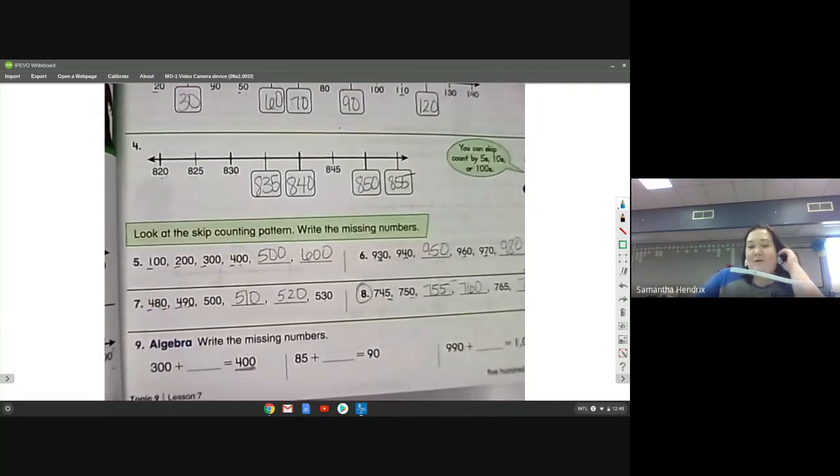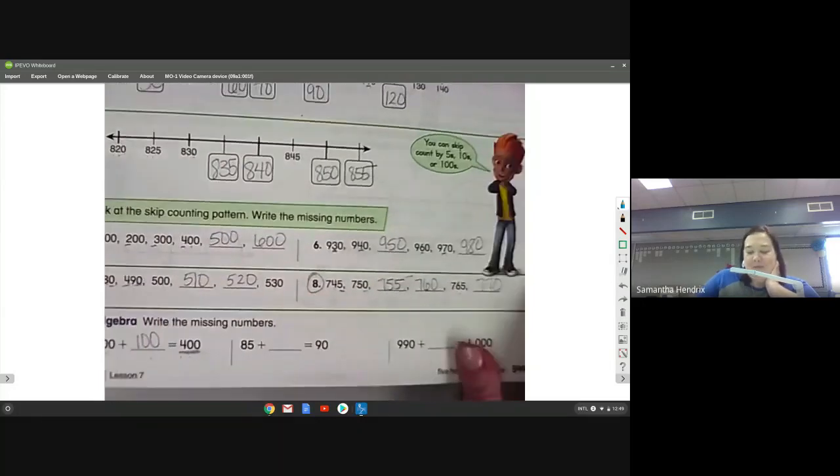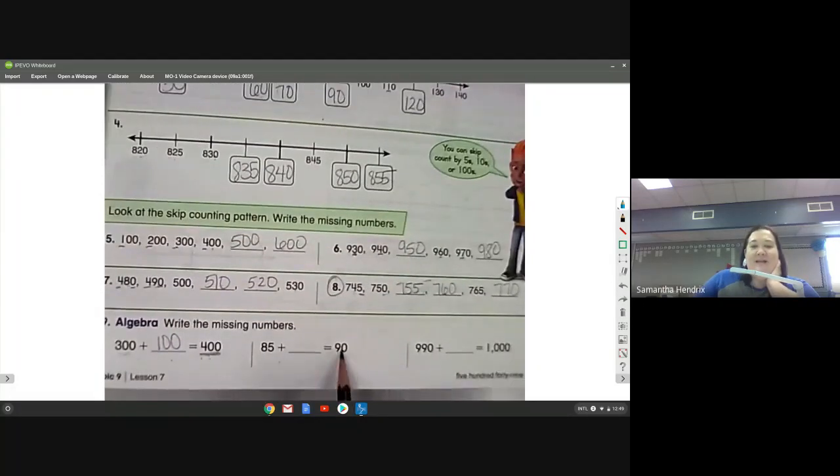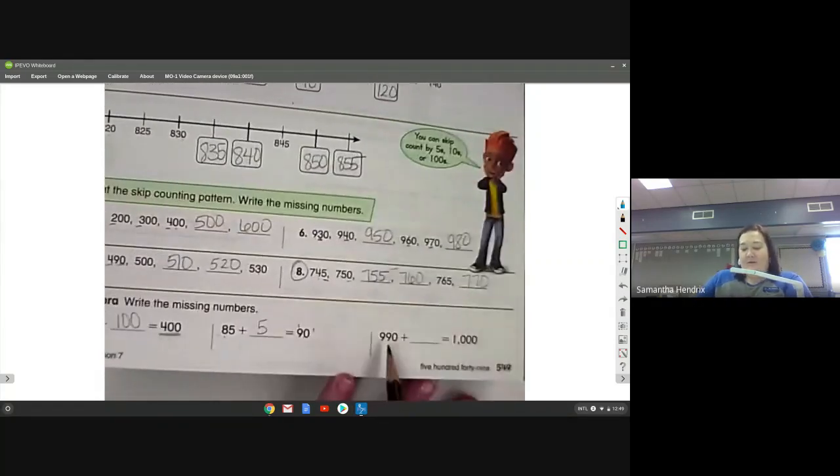Let's look down here at the missing number. We have to get to 400. We want to get 300 to 400. What do we need to add? How much does this need to go up? 100's place, which is how many? 100. Okay. Well, let's look 85 to 90. This is just skip counting. How many do we need to add to 85 to get to 90? What are we skip counting by? 5. Okay.